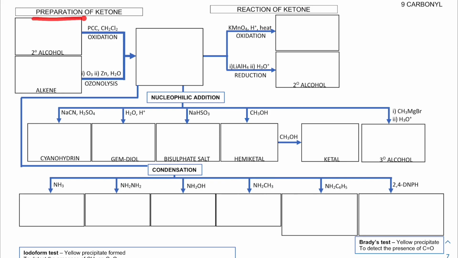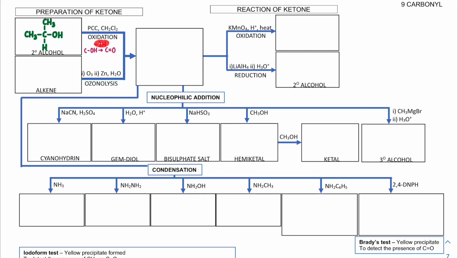Okay, so how to prepare a ketone? For the alcohol, where for aldehyde we have to use primary, for ketone we're going to use secondary alcohol. So what is our secondary alcohol? Okay, for secondary alcohol, when it undergoes oxidation, it will form ketone. Okay, how? Because it is going to remove 2 hydrogens and it will change the C-OH to become C double bond O.